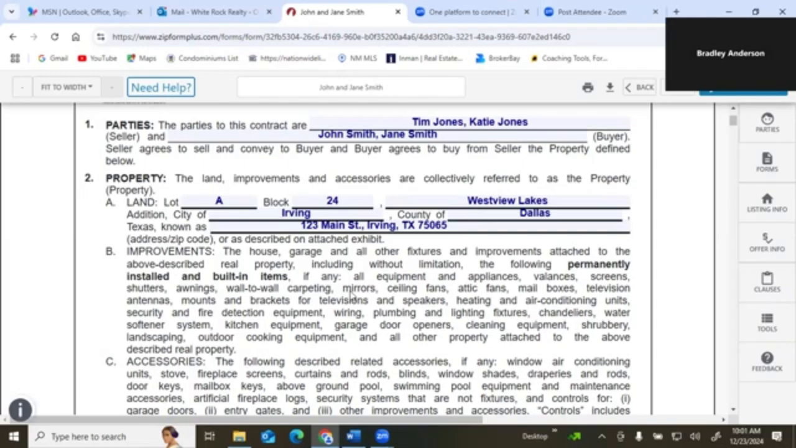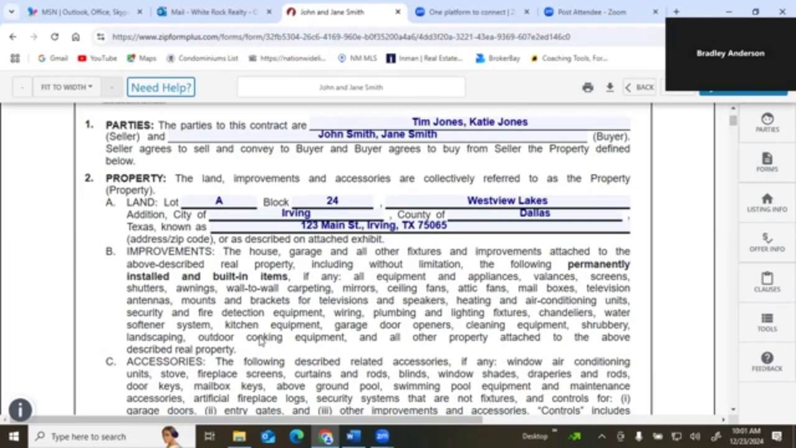Okay, so a buyer goes into a house and they go through all the rooms and they see these big ornamental mirrors in the bathrooms, and they wonder why they're missing, or if they're still staying, right? So ceiling fans, attic fans, mailboxes, television antennas, mounts and brackets for televisions and speakers. So it doesn't say the TV, but it does say the mounts and brackets. Why? Because they're bolted into the wall.